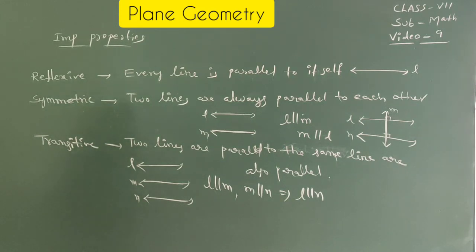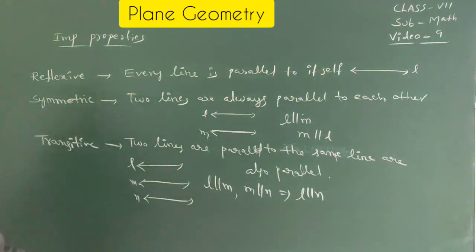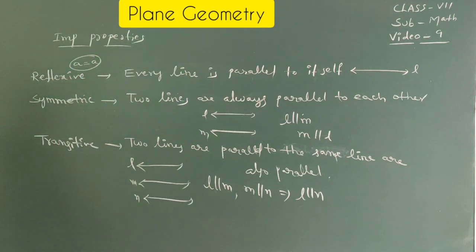Okay, let us observe this property for numbers. Reflexive means every number is equal to itself. A equals A, B equals B, C equals C, meaning 1 equals 1, 2 equals 2, 3 equals 3, like that. Equality holds the reflexive property. Inequality doesn't hold, because is 1 less than 1? No. Every number is not less than itself, and not greater than itself. For inequality, the reflexive property doesn't hold.